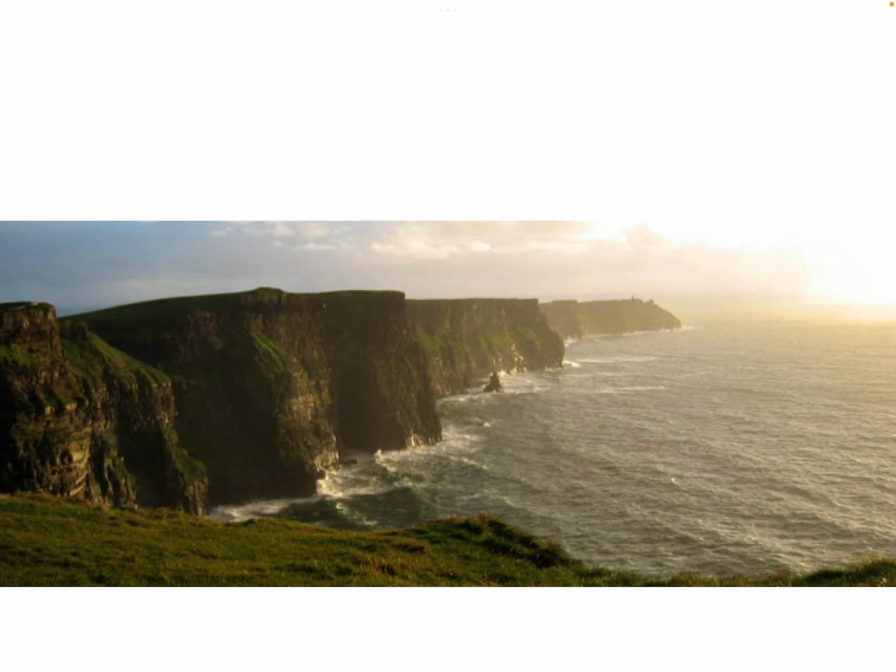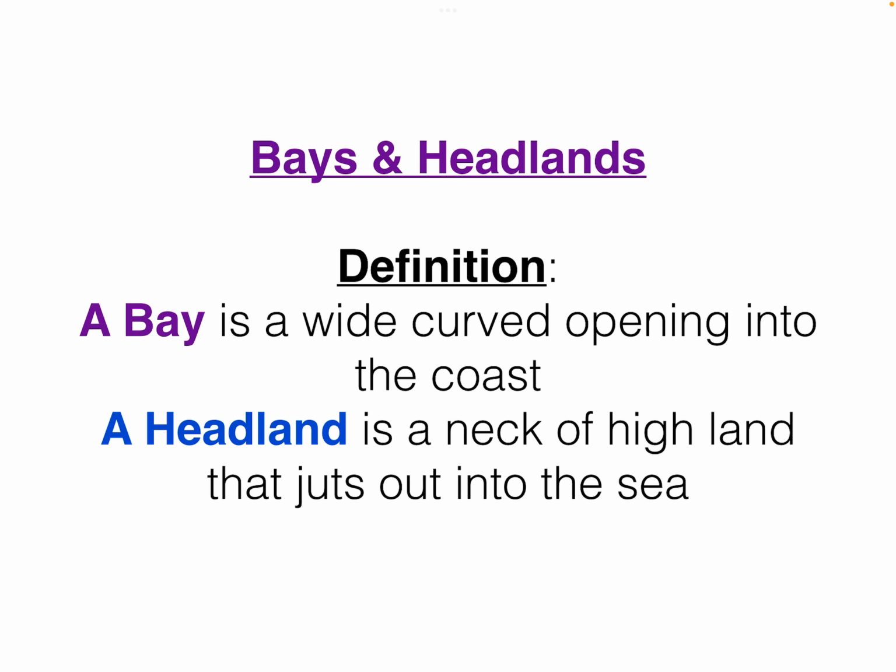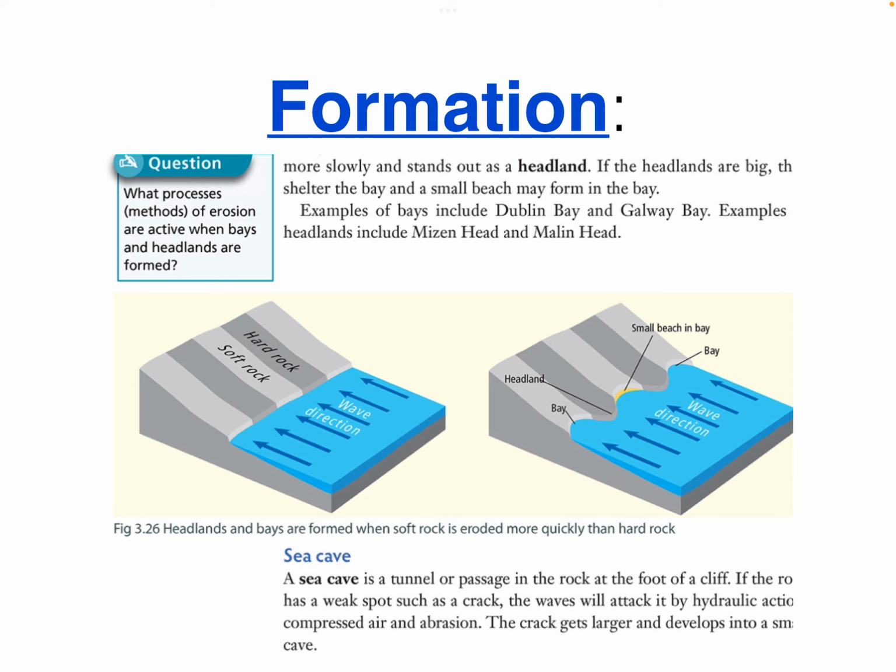Right, very quickly on to our next one. These are easy, the bays and the headlands. So a bay is a large curved opening into the coast and the headland is the piece of hard rock jutting out into the sea, standing out into the sea. So how do they form?